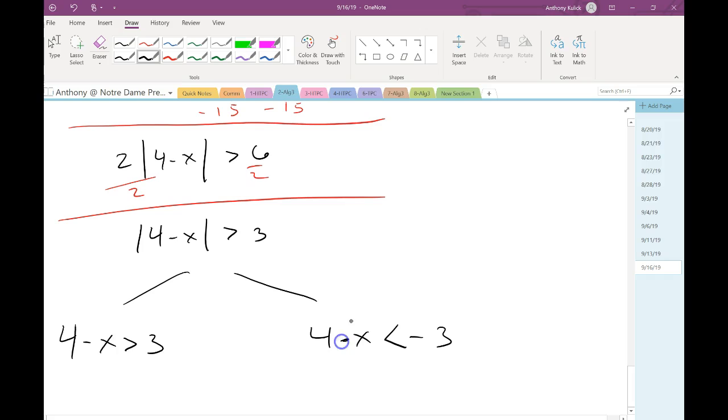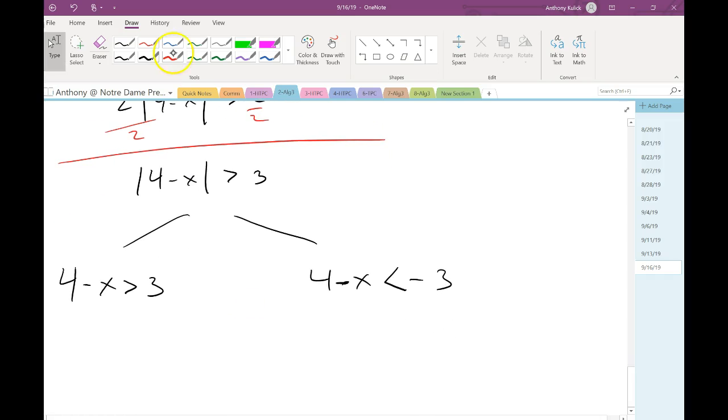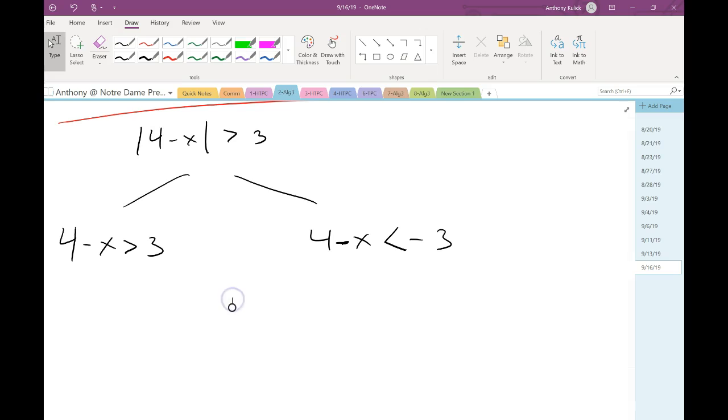And we'll remember on the second inequality that we flip the inequality symbol and negate the right-hand side. Then we solve these each one at a time. What should I do for the first one? Well, I subtract 4, right? Got to solve it first before we can plot anything. So that gives me negative x is greater than negative 1.